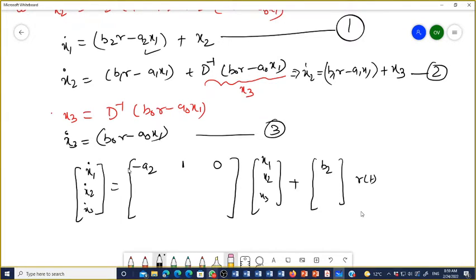Okay. Now what is the x2 dot? x2 dot is equal to minus a1, then zero, because there is no x2 term. Then x3 term is one. And what about this one? b1 is there. And what about the x3 dot? x3 dot is equal to minus a naught, 0, 0, and then it is b naught. So you can represent.